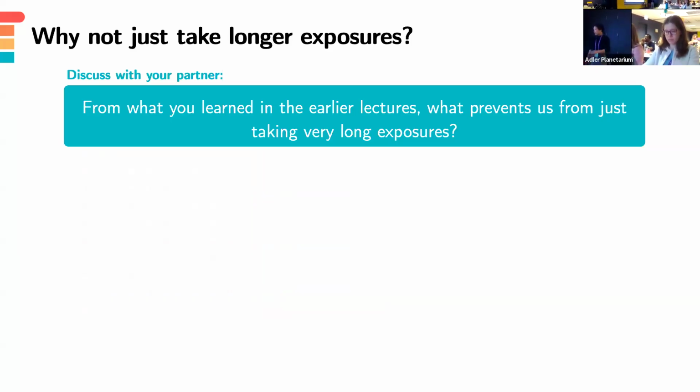So you learned about CCDs and detectors and exposures in an earlier lecture this week. If we want to go deeper on a source, one thing that we can do is expose for a longer time, right? As we have a longer exposure time, we should collect more photons from the source. So from what you learned in earlier lectures, what prevents us from just taking very long exposures? There's a lot of answers to this question, just to give you a heads up. But take, let's say, 30 seconds to discuss with the person next to you and think of a list of reasons why we might not just take a longer exposure.